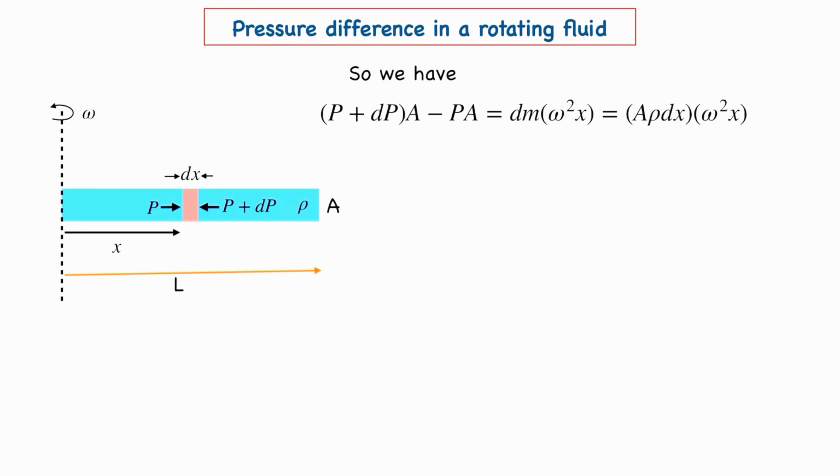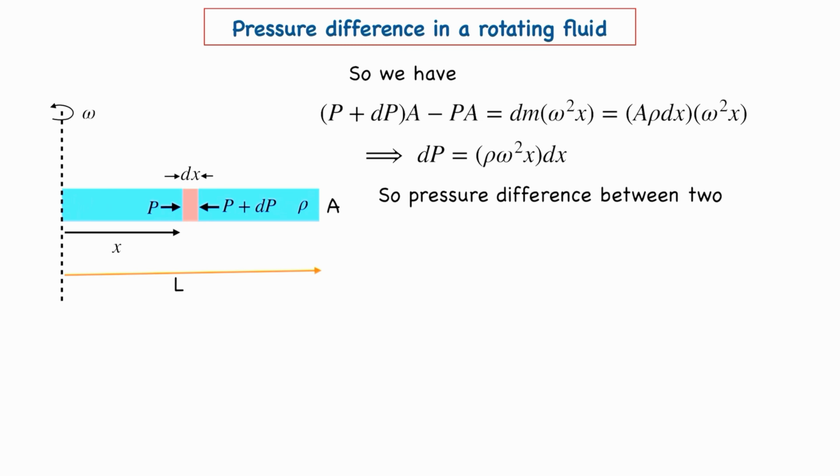So we have P plus dP into A minus PA equals dm into omega square x, or A rho dx into omega square x. Actually, P plus dP into A minus PA is the net force acting towards the axis of rotation, which provides the required centripetal force dm omega square x, or A rho dx omega square x. Therefore, we get dP equals rho omega square x dx.